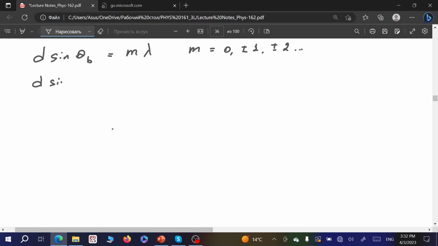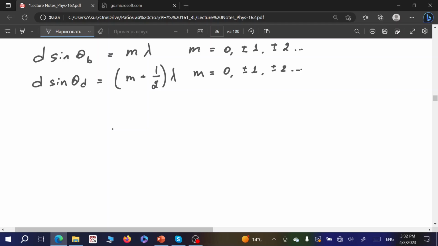d times sine theta dark. We mentioned that it should be an odd number of half wavelengths. So that will be m plus 1/2 times lambda, where m is equal to 0, plus minus 1, plus minus 2, and so on. So these are the conditions for constructive and destructive interference, when exactly we have the in phase and out of phase cases.